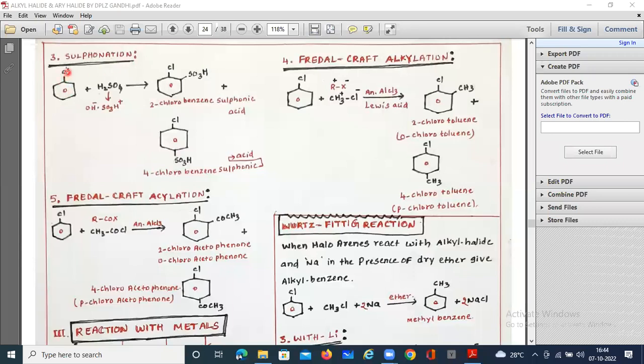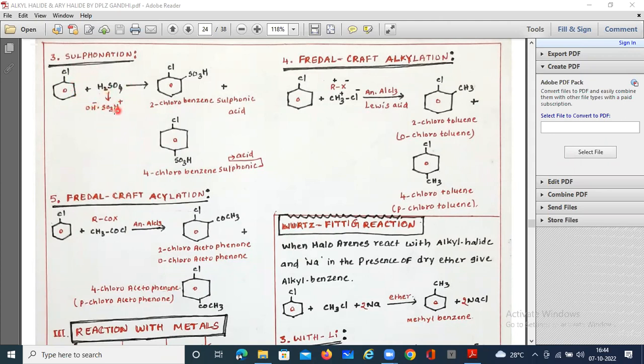So in that sulfonation, the chlorobenzene reacts with what? Sulfuric acid, H2SO4. Here we can also simply write it as OH minus and HSO3 plus. So which one is needed to attack? Electrophile. The electrophile is going to attack, because here we are learning, don't forget, electrophilic substitution reactions.